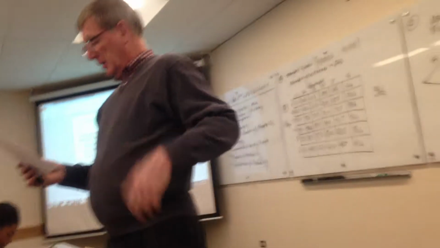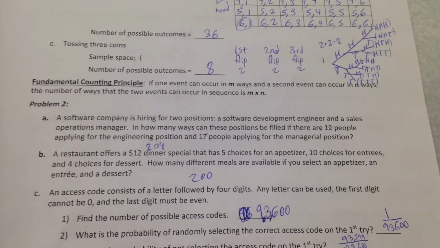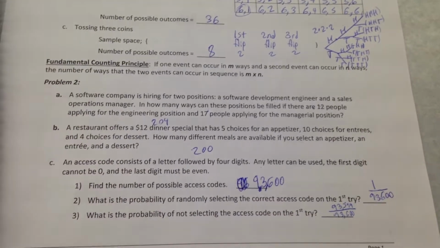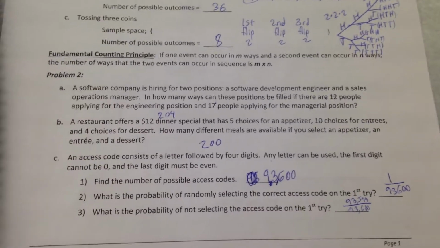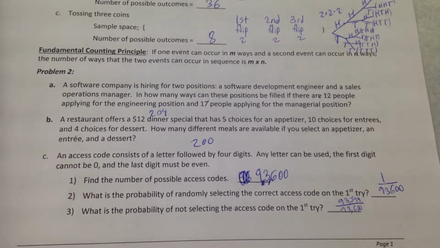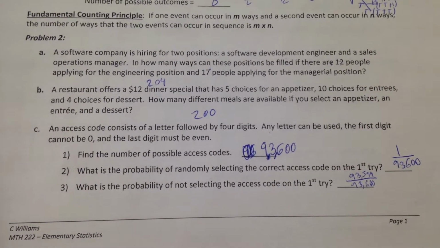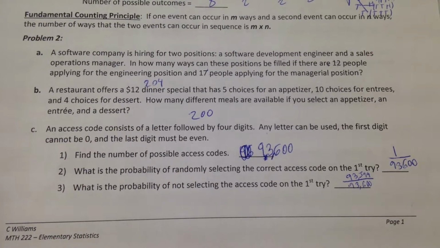These two positions, and 12 people have applied for the one position, the engineering position, and 17 applied for the managerial position. How many different ways can a position be filled? We assume that the 12 people are different than the 17 people. 204. Where'd you get 204, Rhoda?